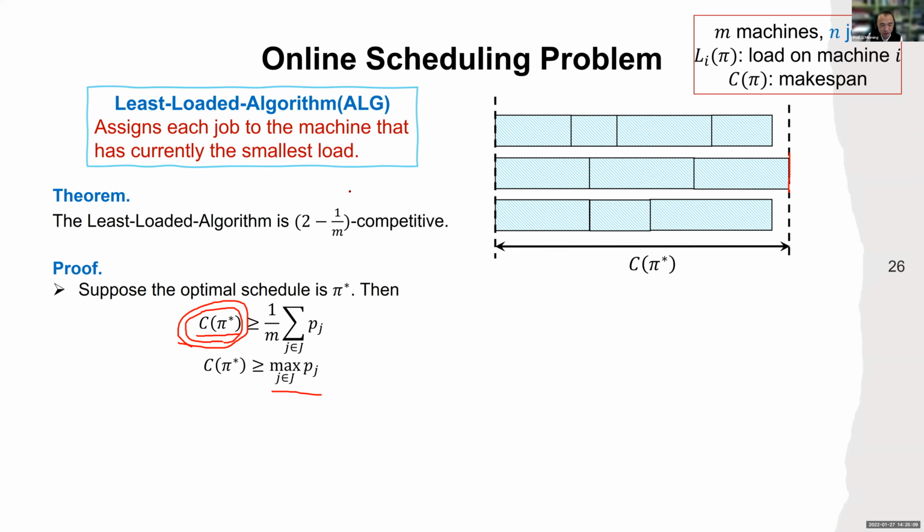Now I'm going to bother you again. Are these two lower bounds clear? Yes or no? For the optimal solution, the best solution, it cannot be better than either the first one or the second one. Is it okay?